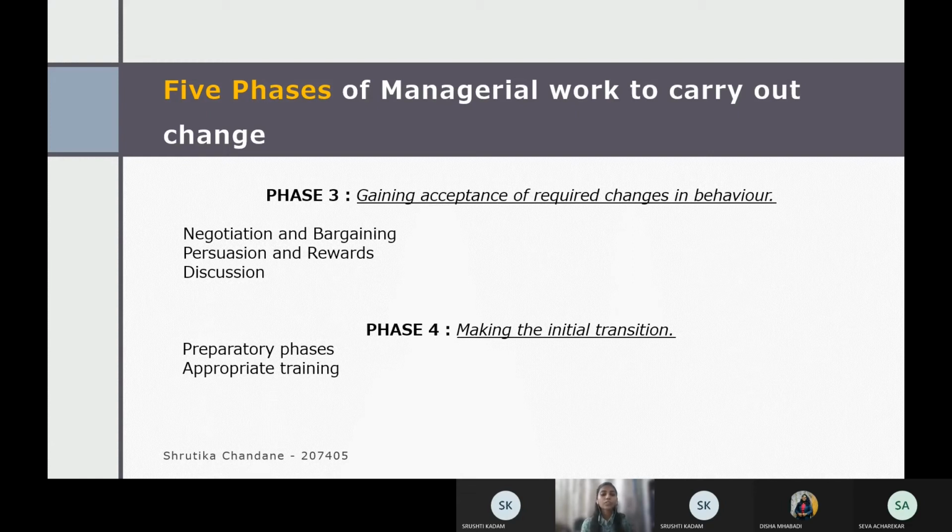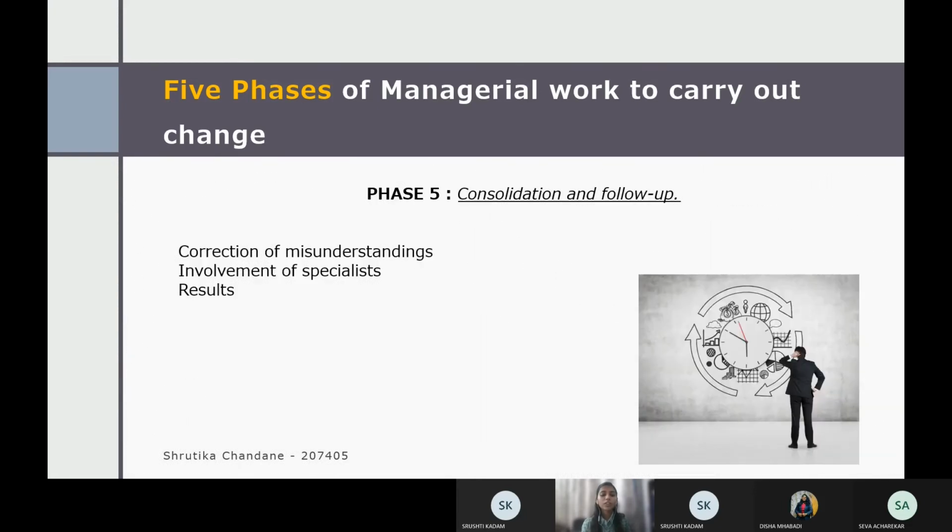Phase 5: Consolidation and follow up. To ensure the fulfillment of objectives of a change, managers must institute systematic and thorough follow up procedures. Supervisors must correct any misunderstandings and questions that may arise about the new conditions of the work. Furthermore, managers should ensure that specialists continue their involvement in the change until they can make no further useful contributions. Due to this, managers will be able to determine the extent to which the anticipated results and benefits have been realized.